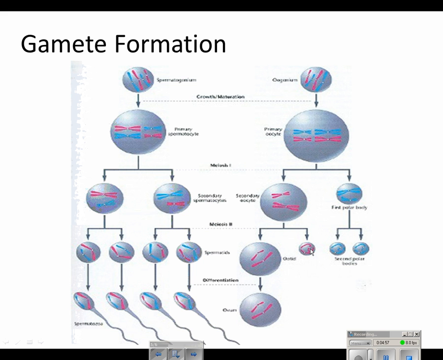If you remember in the video when we watched Life's Greatest Miracle, there was a quote that it's quality, not quantity. And this is what they're talking about. One mature egg cell is going to develop, which has the potential to be fertilized by a sperm, whereas these three polar bodies are much smaller and don't have enough to support the process.